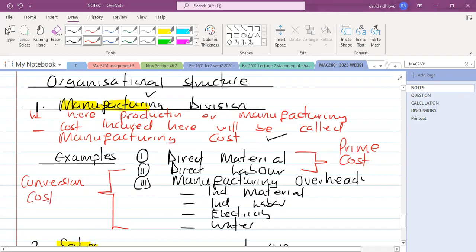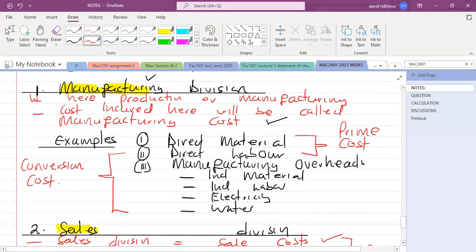This is the cost of converting the raw materials into finished products by using labor and overheads to convert the direct material into finished products. So all these terms are important, and these terms that we've highlighted here are associated with the manufacturing division. Manufacturing division gives you manufacturing cost, and these are examples of your manufacturing cost and the subgroupings that we have. Prime cost, conversion cost, etc.